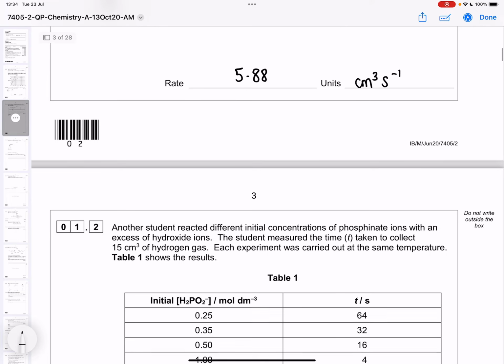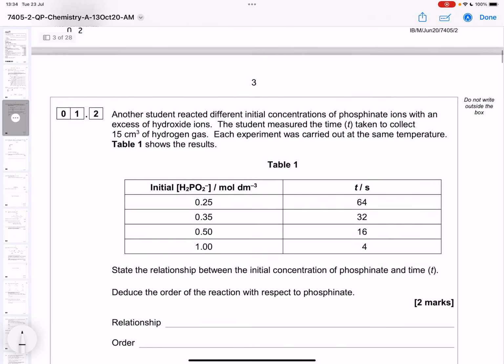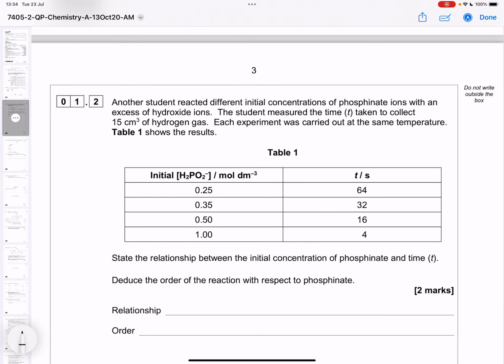Another student reacted different initial concentrations of phosphonate ions with an excess of hydroxide ions. The student measured the time taken to collect 15 centimetres cubed of hydrogen gas. Each experiment was carried out at the same temperature, and Table 1 shows the results. State the relationship between the initial concentration of phosphonate and the time.